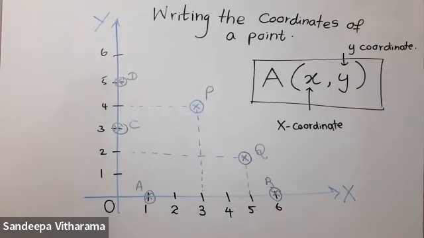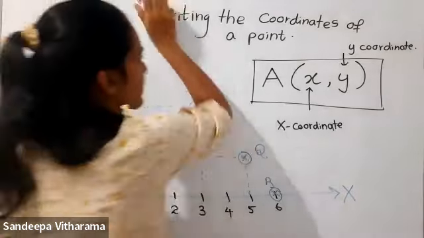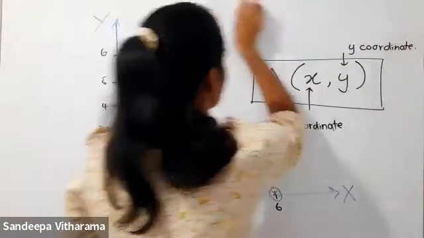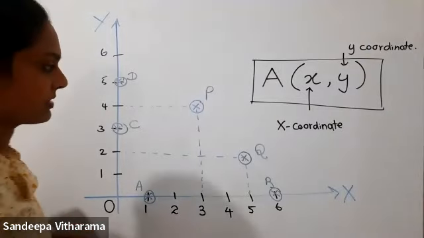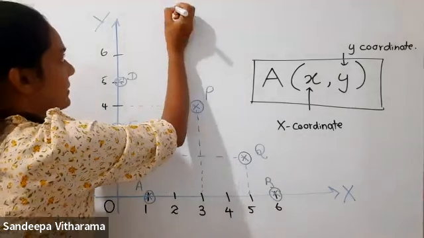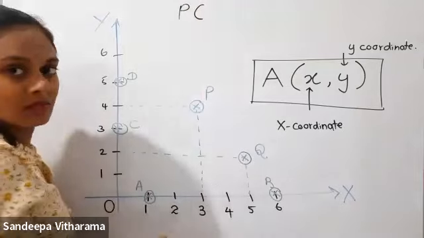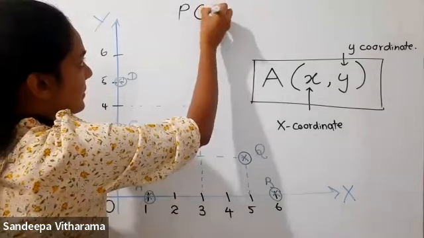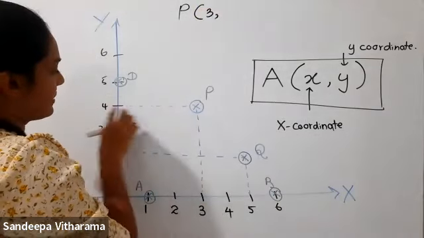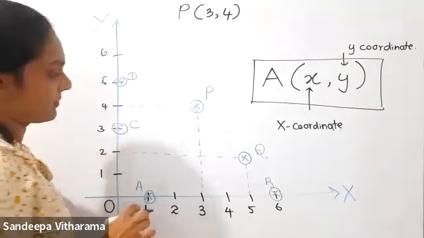If you finish, let's write down the coordinates of these given points. First of all, write the coordinates of P and Q. You can just write below this graph. How do we identify the coordinates of P? You look at what is the x coordinate of P, it is 3. The y coordinate of P is 4. So it is 3, 4. Then Q.